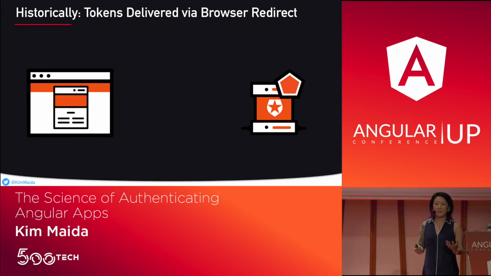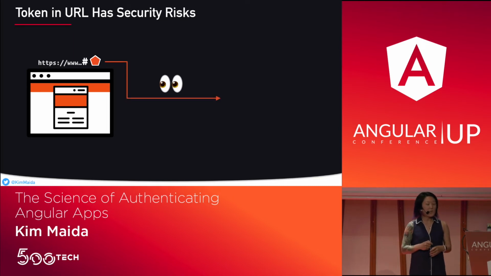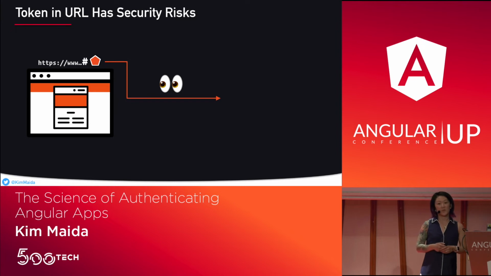For browser-based apps, OAuth 2 for authorizations said that you should deliver tokens to the browser in a hash fragment in the URL. Now, there's some security risks that are inherent to doing this. The token is vulnerable in a number of places when done this way.